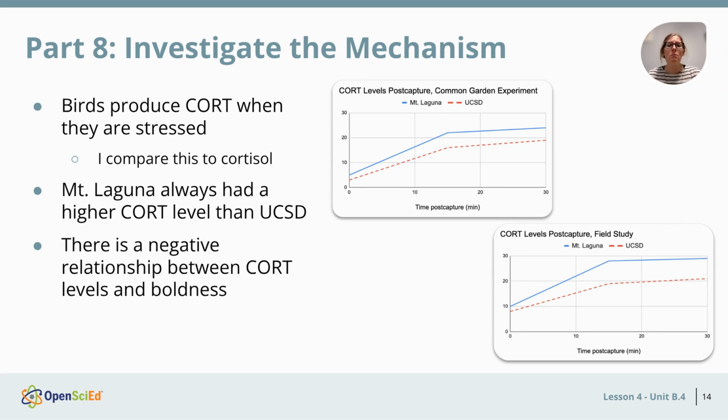We're going to learn that birds produce cort when they are stressed. I compare this to the hormone cortisol in humans, and usually we'll have a discussion about what humans do when we're stressed and how that compares to birds. And students are going to figure out by looking at some field study data and Common Garden experiment data that Mount Laguna juncos always had a higher cort level than UCSD, and that this is a negative relationship: when cort levels go up, boldness goes down.